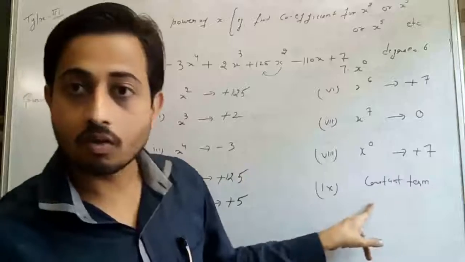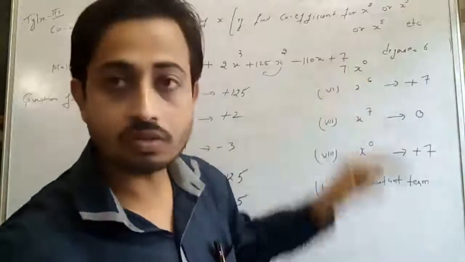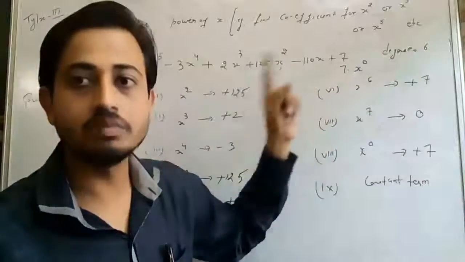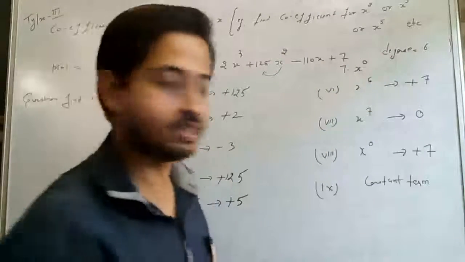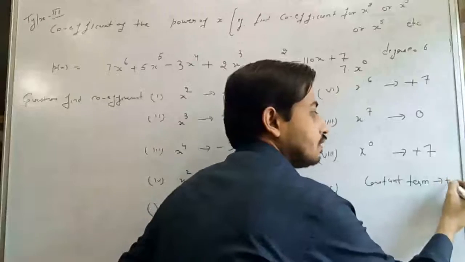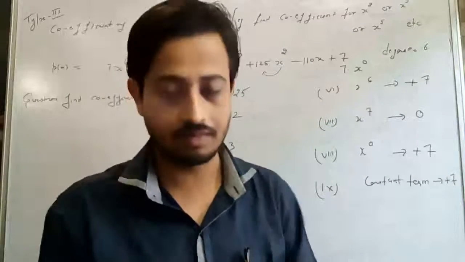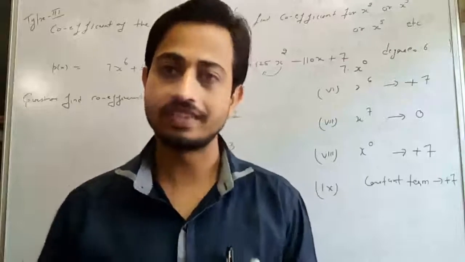Now we have to find the constant term. The constant term is the term which has no x. It means here the value of x is 0, so we have no x. The constant term is plus 7. This question is very simple. So please make a note first.